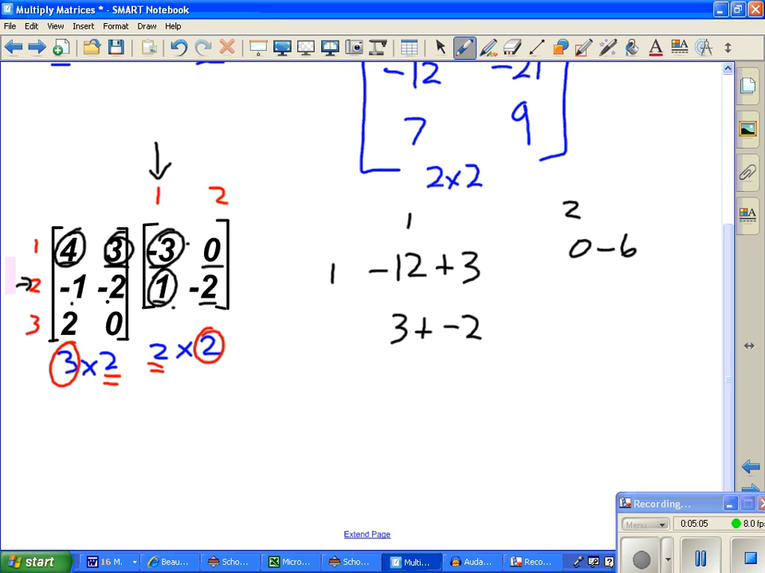Okay? Now second row, second column. Negative 1 times 0 is 0. Negative 2 times negative 2 is a positive 4. And away we go. Okay?